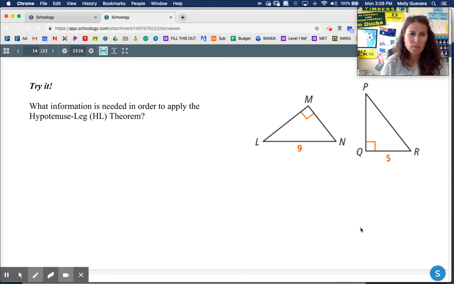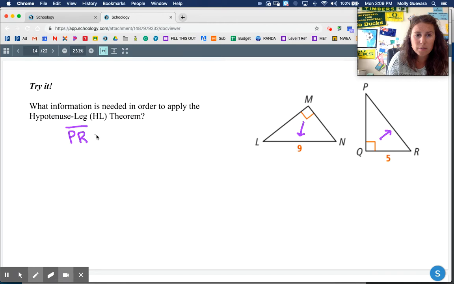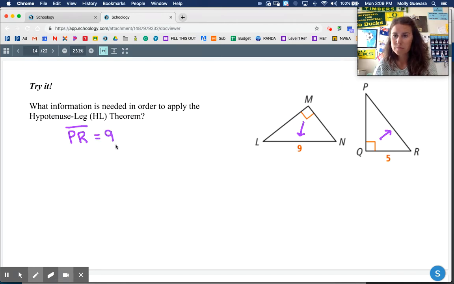the question is, what information is needed in order to use HL? Okay, so in order to use HL, I need to know that the hypotenuse is the same in both triangles. Well, in this triangle, right, the hypotenuse is always across from the right angle. So here my hypotenuse is 9, but here I don't know what my hypotenuse is. So I would have to know that PR is equal to 9, right? I would have to know that PR is equal to 9.